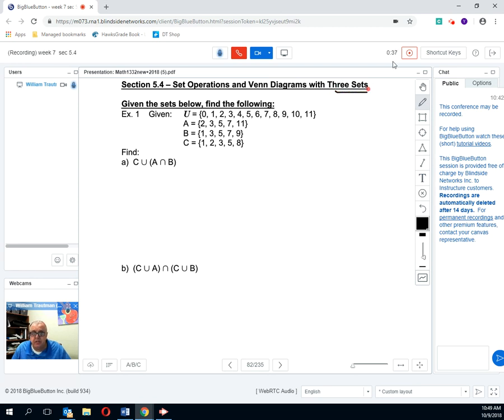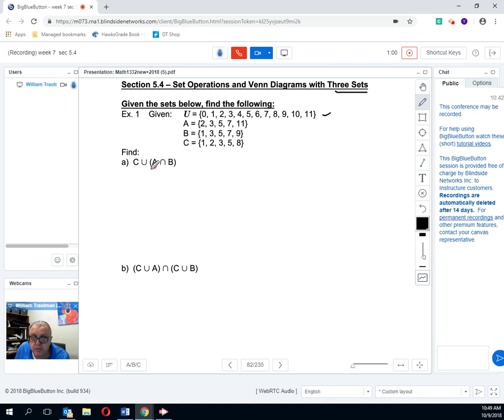In 5.3, we talked about doing these problems with two sets. Now we have three sets. The universal set is all the integers, 0, 1, 2, 3, 4, 5, 6, 7, 8, 9, 10, 11. And then here's set A, set B, and set C. So let's find this first one, part A.